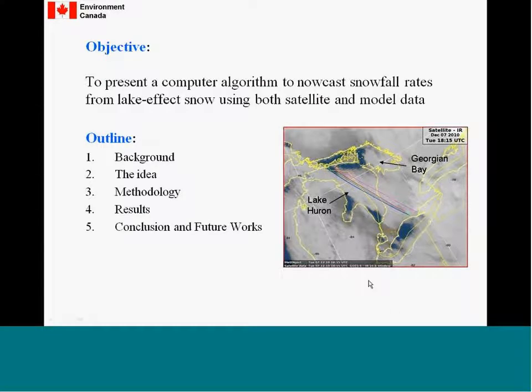And the objective of this presentation is very straightforward: to present an algorithm to nowcast snowfall rate from lake effect snow using both satellite and model data. And the outline of my presentation: to describe a little bit of background on the lake effect snow squall, and here is the methodology of this algorithm. We present some results and the study conclusion and future work.